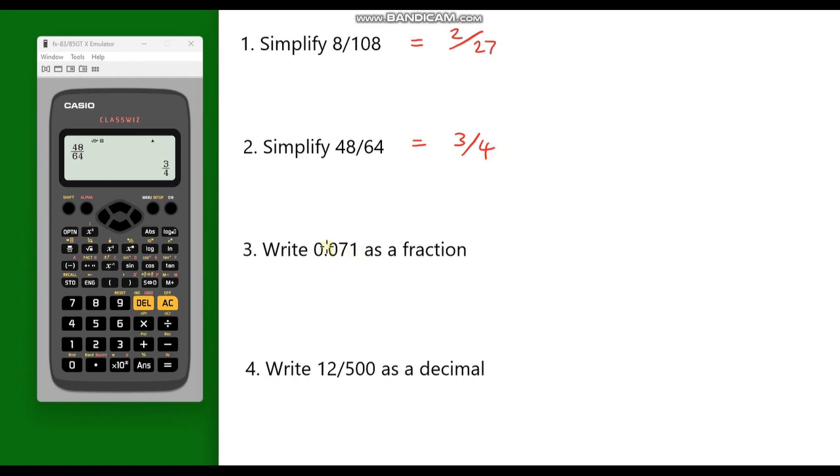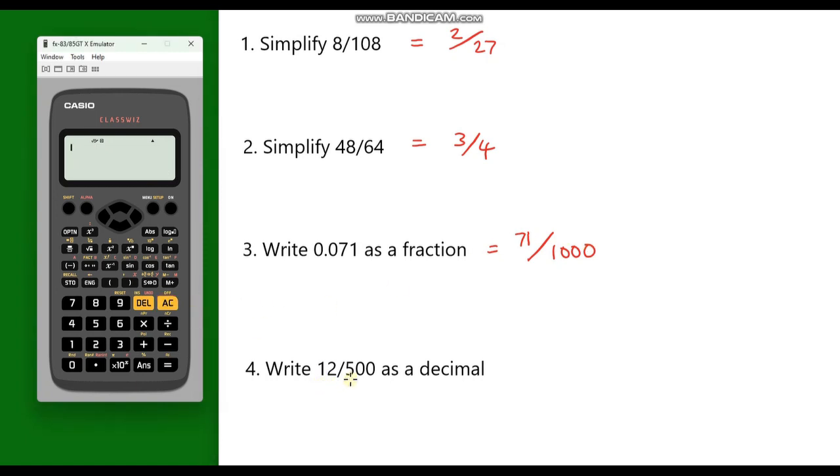Okay, now we're converting a decimal to a fraction. So if we just type in the decimal 0.071. Now again, if we just press equals, it does it for you. Okay, so because our calculator gives our answer as a fraction automatically, it converts it between a decimal and a fraction. So our answer is 71 over 1000.